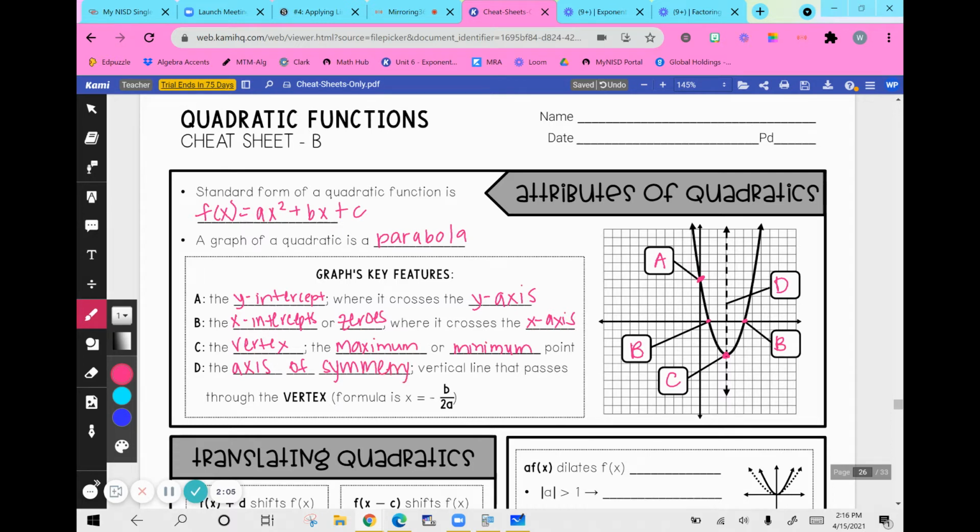It's a vertical line that passes through the vertex, and the formula to find that is the opposite of b over 2a. Remember, x equals the opposite of b over 2a. That's going to give you the axis of symmetry or the x value of your vertex because they're both the same thing.